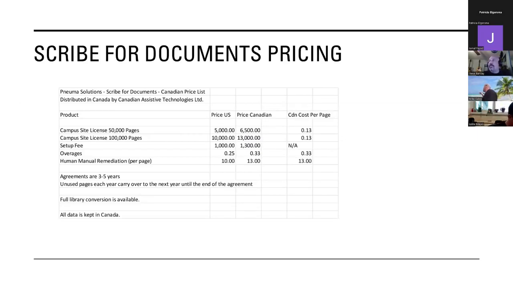There are different price structures depending on how the system is being used, but typically you're looking at a Canadian cost per page for the automated remediation of about 13 cents a page. You can get things like a campus site license, which will allow you 50,000 pages for about $6,500, or 100,000 pages for about $13,000. There's an initial setup fee for an organization to get the login systems set up, which is about $1,300 for the first time that it's set up. And then there are overage charges if you go over your number of pages as well. And then, of course, there is the human remediation option as well.